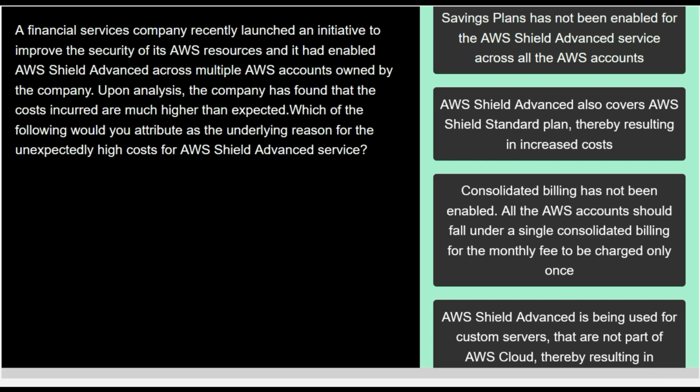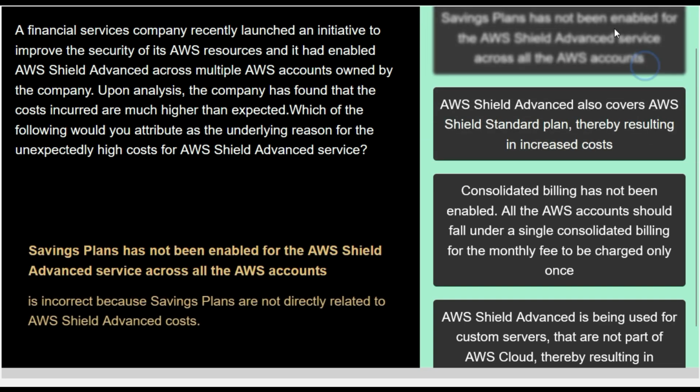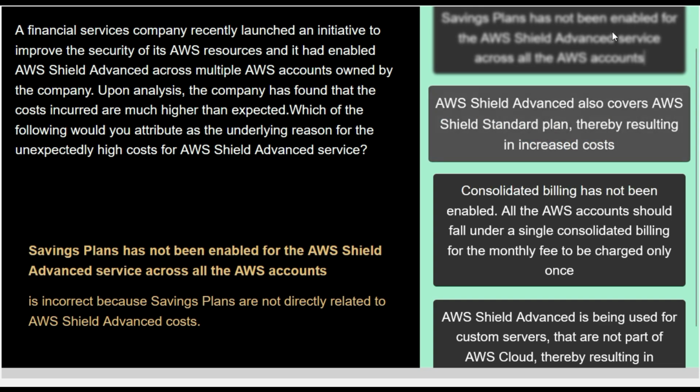Time up. Now let us analyze the answers. This is your option 1. Savings plan has not been enabled for the AWS Shield Advanced service across all the AWS accounts. This option is incorrect because savings plans are not directly related to AWS Shield Advanced costs. Wrong answer. Option 1 is the wrong answer.